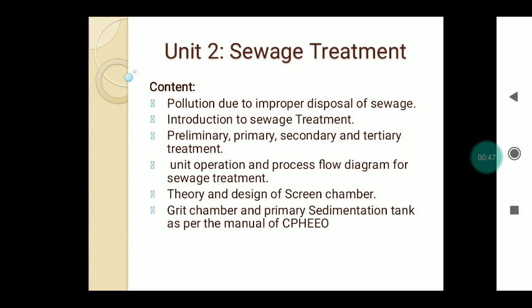The first one is pollution due to the improper disposal of the sewage. Second, introduction to sewage treatment. Next, preliminary, primary, secondary and tertiary treatment units. Next, unit operation and process flow diagram for the sewage treatment, and theory and design of the screen chamber, and last one, grit chamber and primary sedimentation tank as per the manual of Central Public Health and Environmental Engineering Organization. So let us discuss them one by one.